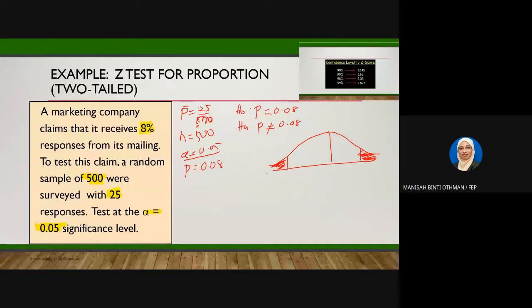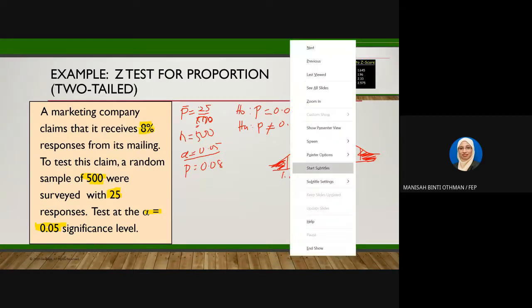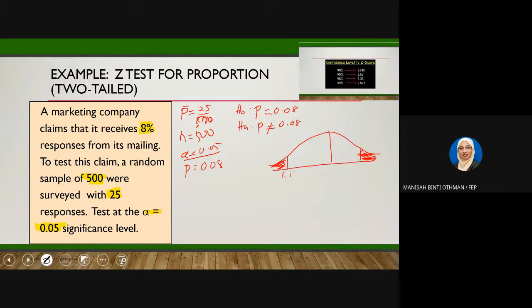So 1.96 here and negative 1.96 here. This is 0.025 because you divide 0.05 by 2, and this is also 0.025. In the middle is 95%.